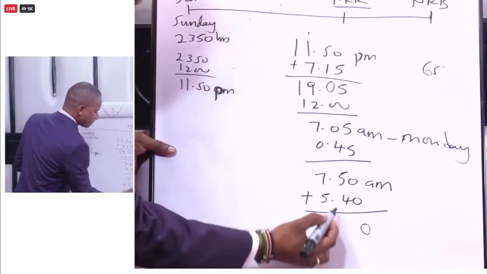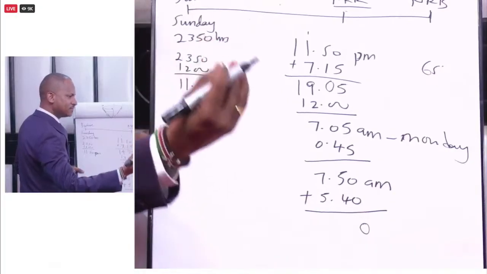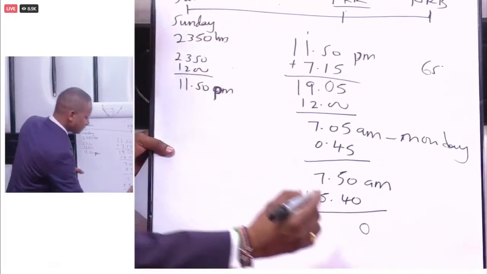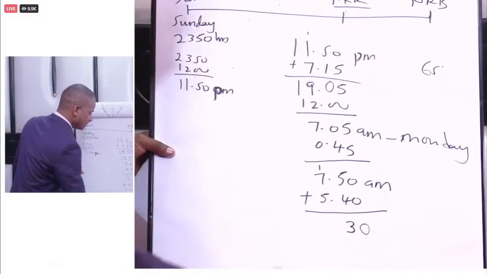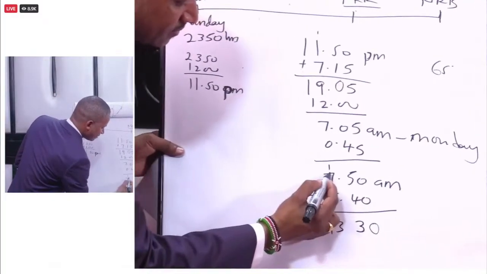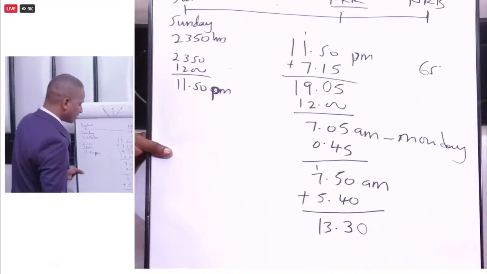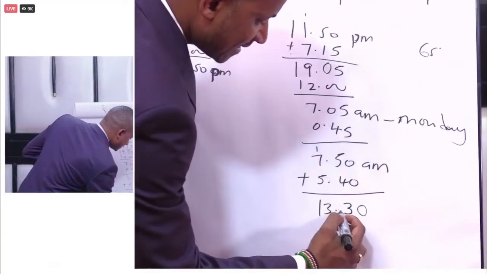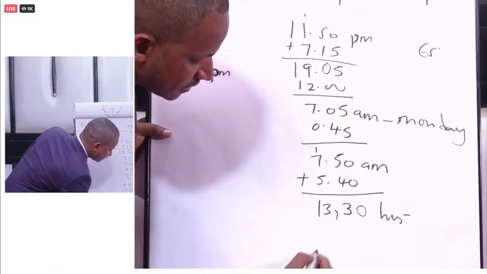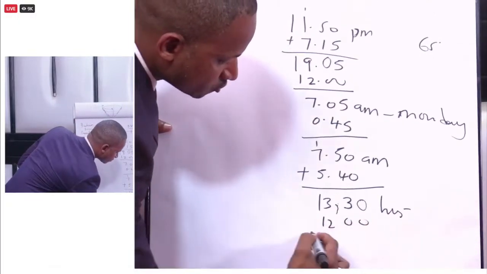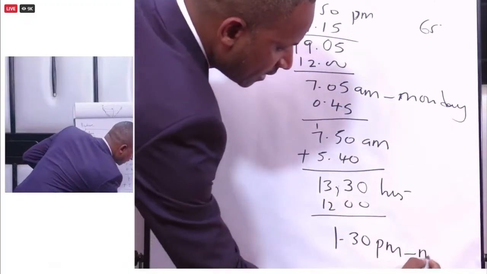This is 0. 5 plus 4 is 9. So that is 90 minutes. 90 minutes is 1 hour, 30 minutes. So you only put 30, you carry 1. This is 13. 7 plus 5 plus 1 is 13. So this person reached Nairobi at 13:30 hours. 13:30 hours, in 12 hours, you subtract 12, which is 1:30 p.m. but on a Monday.